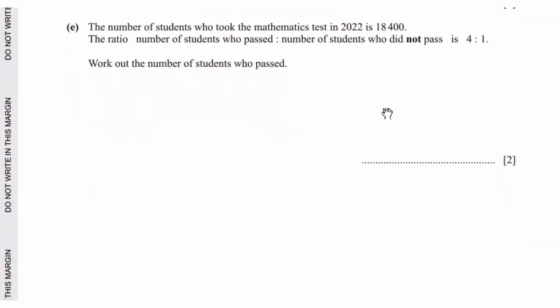Then the number of students who took the mathematics test in 2022 is 18,400. The ratio number of students who passed is to the number of students who did not pass is 4:1. Work out the number of students who passed. So the ones who passed, that's going to be 4/5 times 18,400, which gives us 14,720 students.